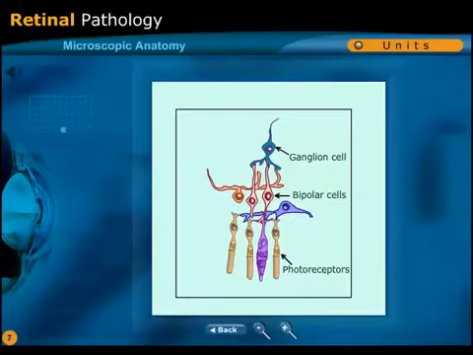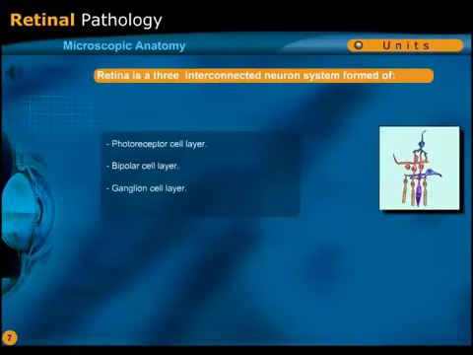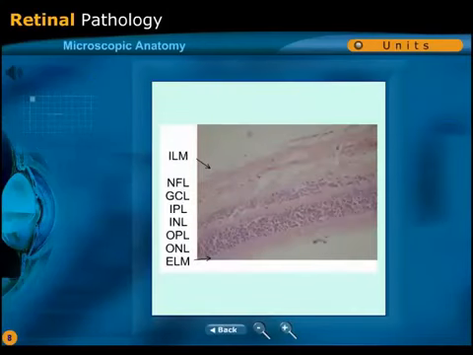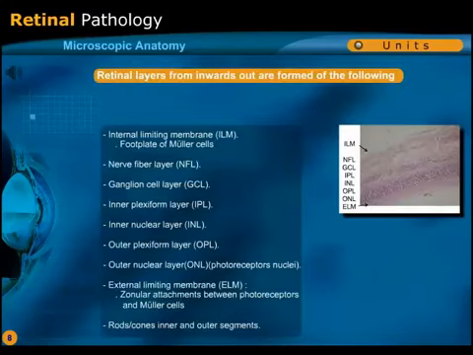Microscopic anatomy. The retina is a three interconnected neuron system formed of photoreceptor cell layer, bipolar cell layer, and ganglion cell layer. Retinal layers from inwards out are formed of the following: internal limiting membrane, footplate of Muller cells, nerve fiber layer, ganglion cell layer, inner plexiform layer, inner nuclear layer, outer plexiform layer, outer nuclear layer, photoreceptors nuclei, external limiting membrane, zonular attachments between photoreceptors and Muller cells, rods and cones, inner and outer segments.